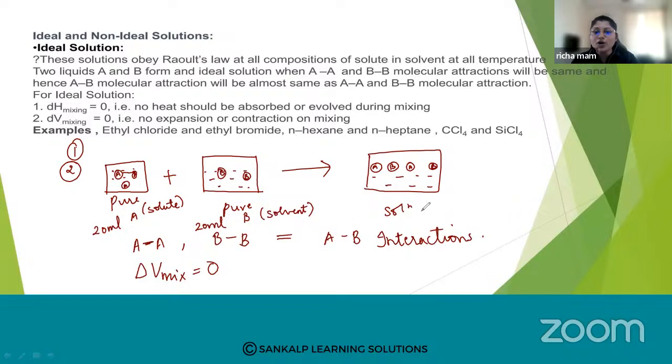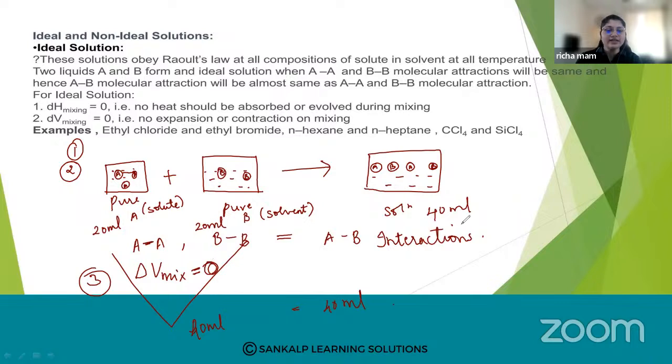After mixing, what will you get? The total volume of the solution will be 40. Before adding it is 40, and after adding it is 40. So the delta V, the volume of mixing after mixing the solute and solvent, is equal. Is there any increase or decrease? No, right? There is neither an increase nor a decrease, so it is 0. So the third criterion is that delta Vmix is equal to 0. This is about Raoult's law.